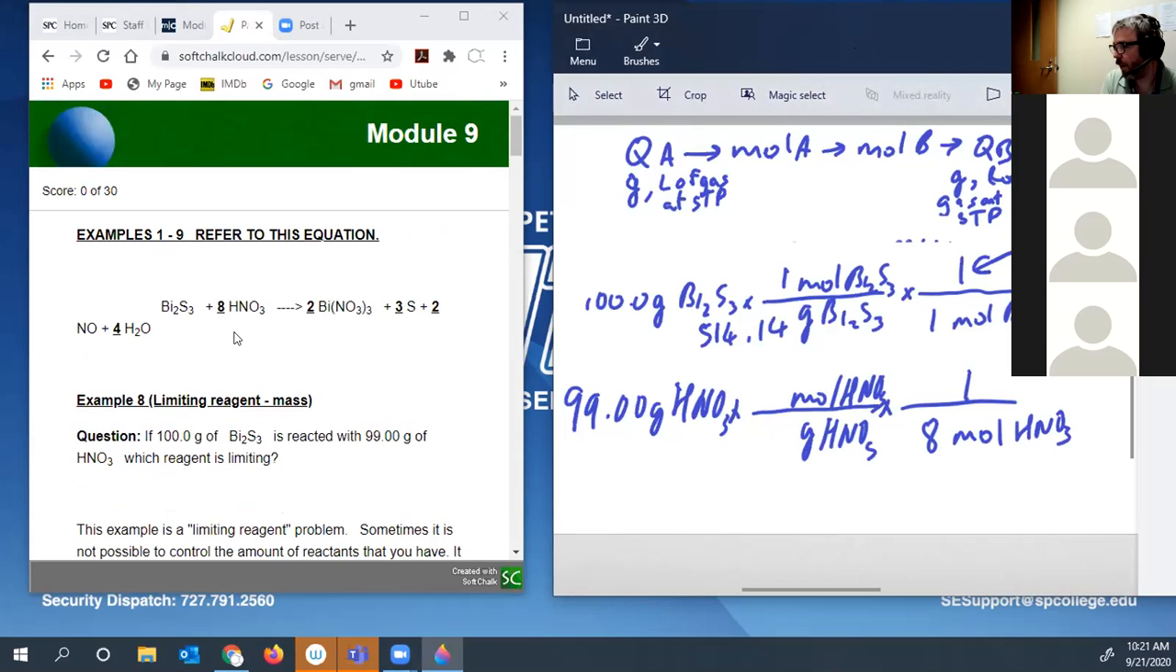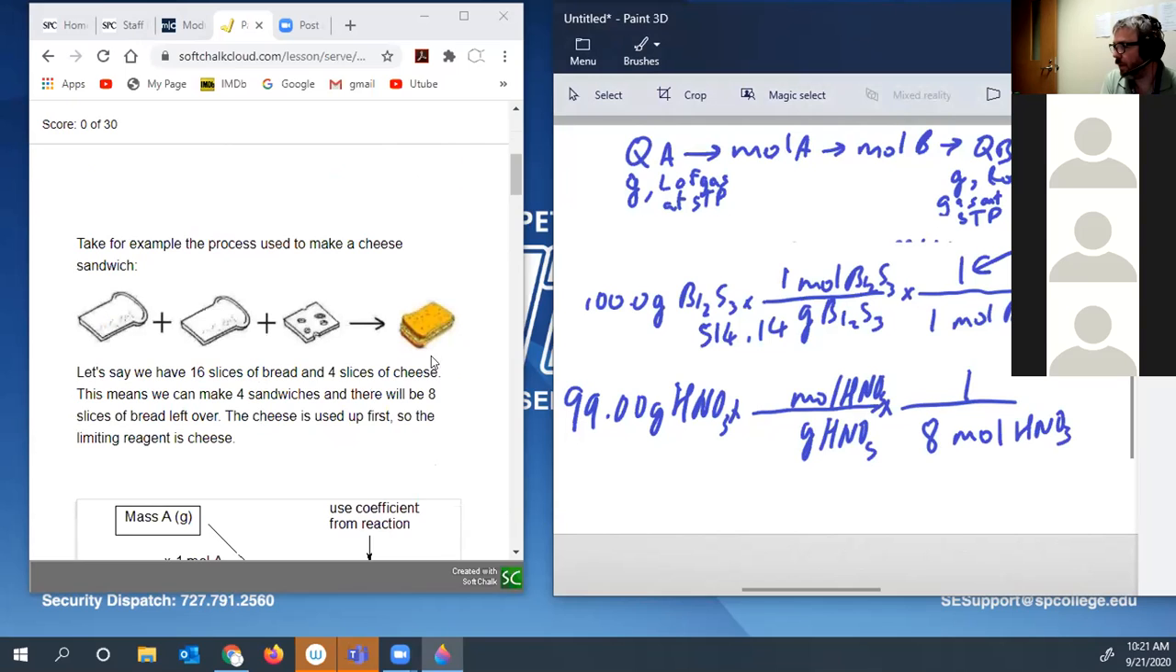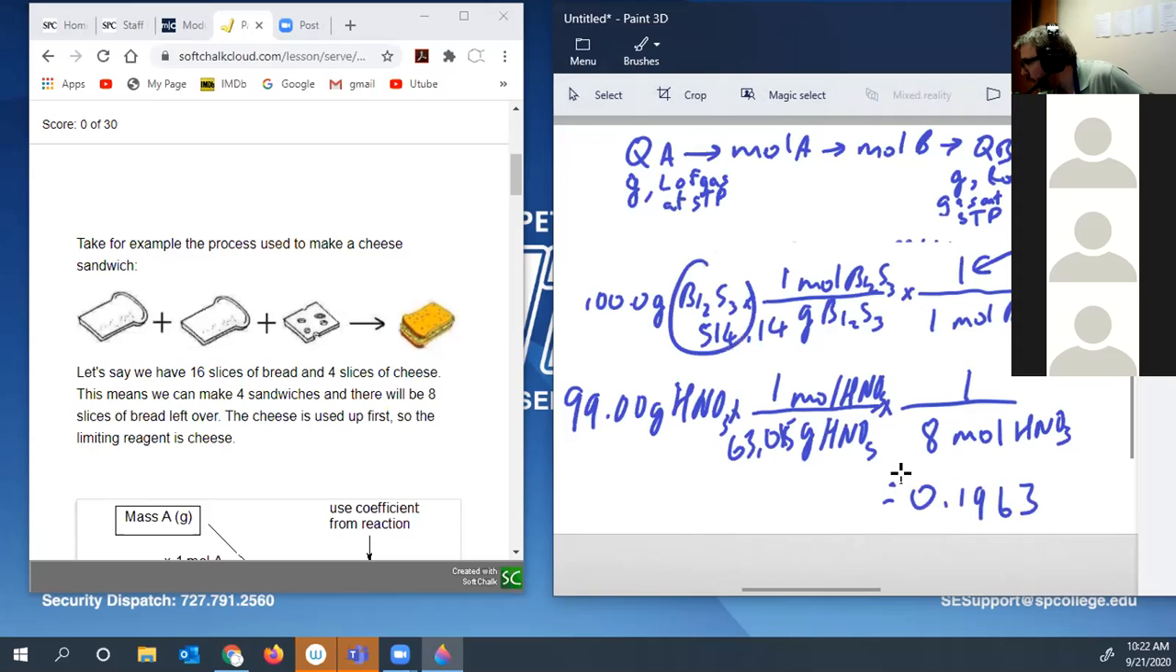And it's right there. So it's like with the bread and the cheese where we had two breads. We had to take the 2 breads into account. Here we're taking the 8 moles of HNO3 into account. The relationship between moles and grams for the HNO3 is 63.015 grams of HNO3 to 1 mole of HNO3. This comes out to be a mole ratio as well, and that one's 0.1963. Now, since this one's smaller, then I know that Bi2S3 is going to be limiting.